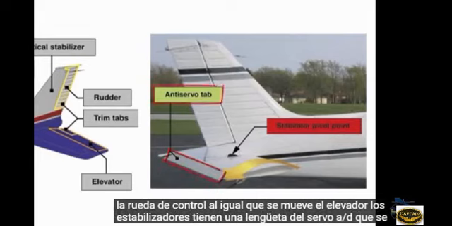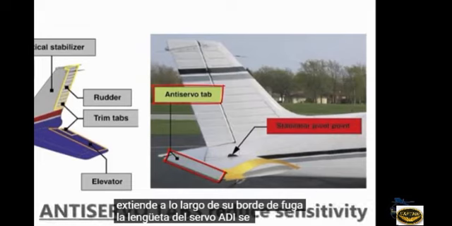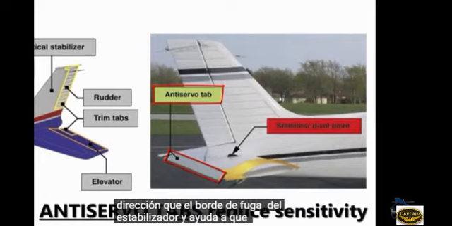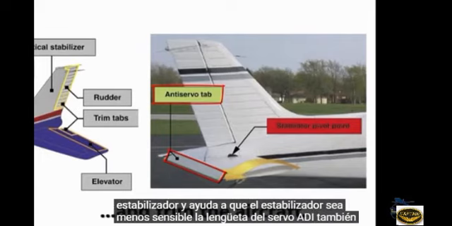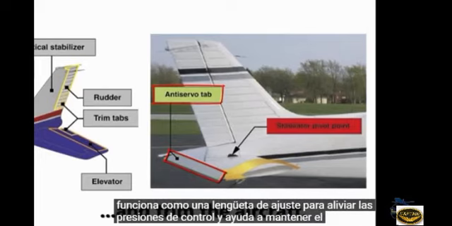Stabilators have an anti-servo tab extending across their trailing edge. The anti-servo tab moves in the same direction as the trailing edge of the stabilator and helps make the stabilator less sensitive. The anti-servo tab also functions as a trim tab to relieve control pressures and helps maintain the stabilator in the desired position.